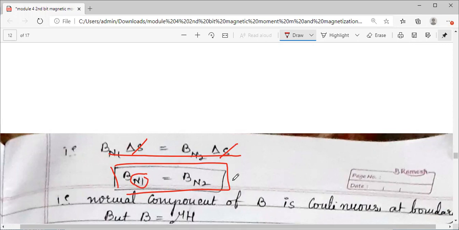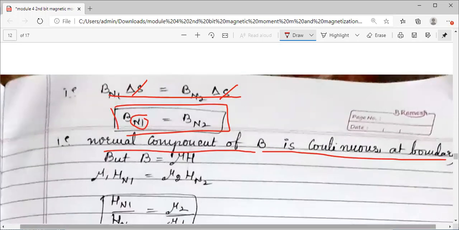Means whenever you have two different materials which are having two different permeabilities, when the field travels, when the field moves, the flux density normal component is continuous. Normal component of the B is continuous at the boundary. Okay, I am talking about B now.